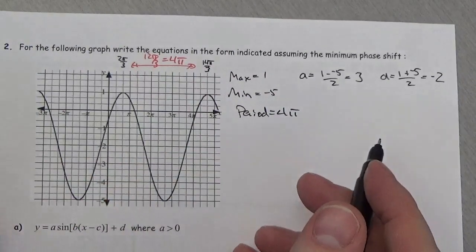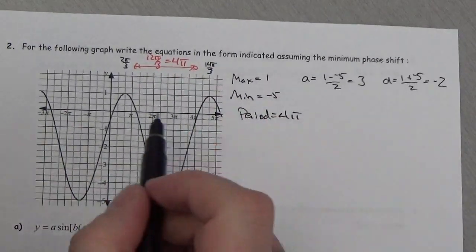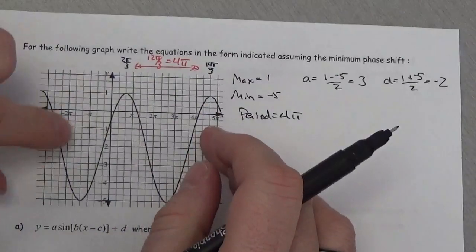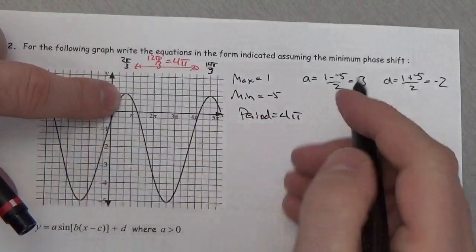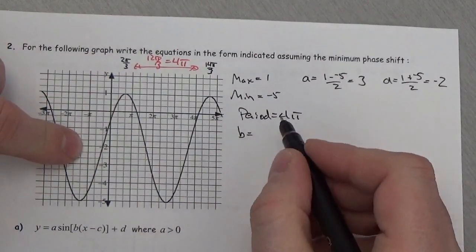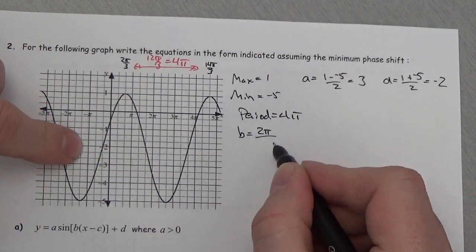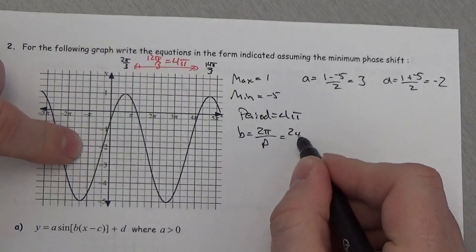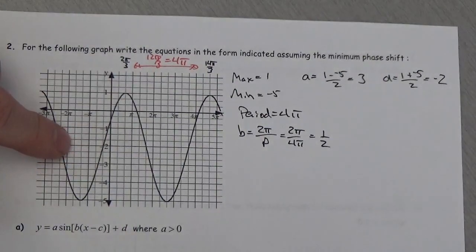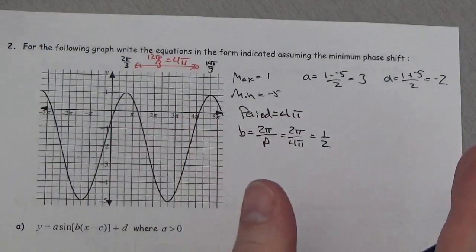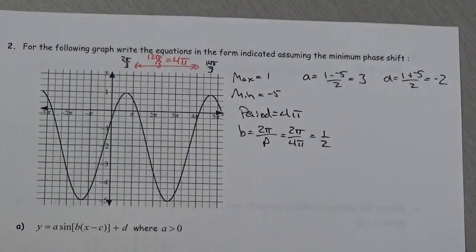Now, you might have looked at this and jumped to that conclusion a lot quicker. That's okay. I have to give people an arithmetic way of dealing with this, so I'm going to identify the x value here, identify the x value there, and just take the difference. But that means that my b value is going to be 2 pi divided by the period, which is 2 pi divided by 4 pi, or 1/2. So now I've got a, d, and b. Now, the rest of this is all about figuring out what your C value is.